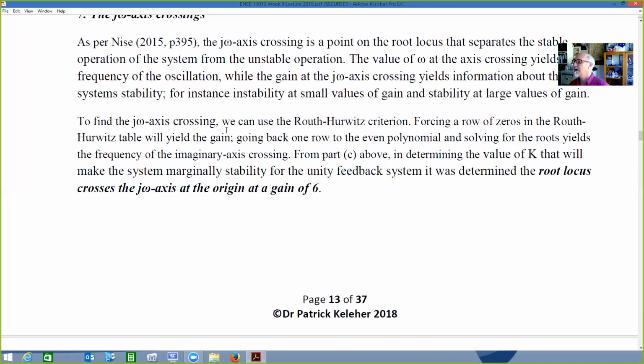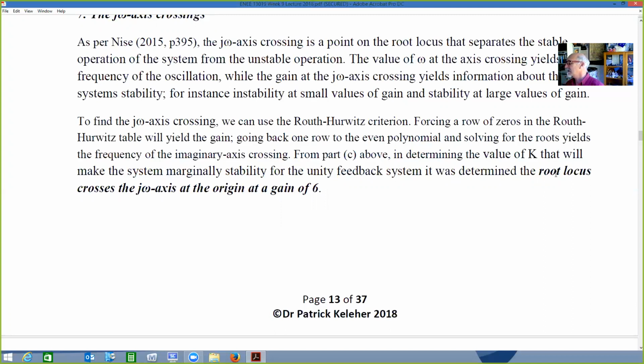Now, to find that j omega axis crossing, we can use the Routh-Hurwitz criterion, forcing a row of zeros into the Routh-Hurwitz table, which is basically what we did in the last step. So this is just putting it all together, giving a little bit of expression to the significance of that particular calculation. So forcing a row of zeros in the Routh-Hurwitz will yield the gain. Going back one row to the even polynomial and solving for the roots will yield the frequency of the imaginary axis crossing. And then from part C above, in determining the value of K that will make the system marginally stable for the unity feedback system.